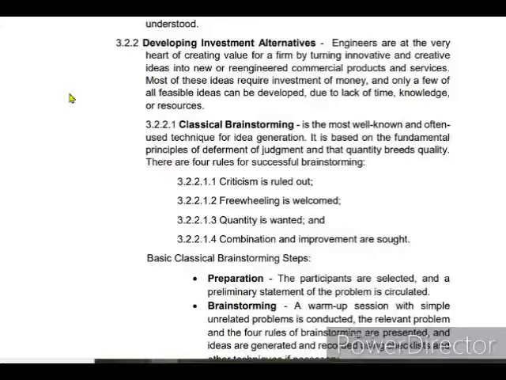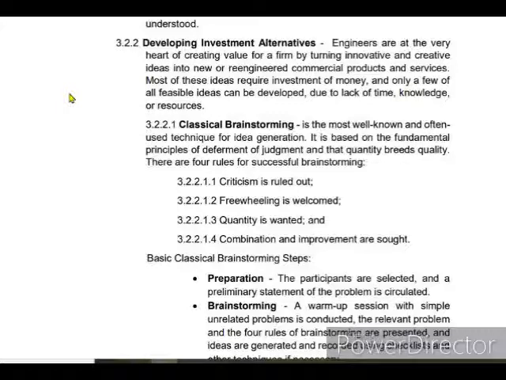So most of these ideas require investment of money, and only a few of all feasible ideas can be developed due to lack of time, knowledge, and resources. So we are going to work. Okay, we are going to work and spend our time. Of course, the company will pay for us, and not all the feasible ideas will be entertained. Only those that are more effective.